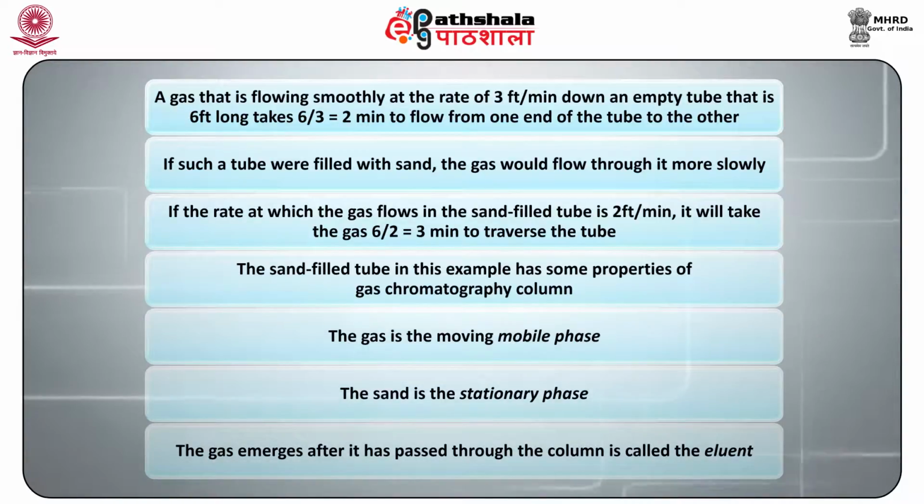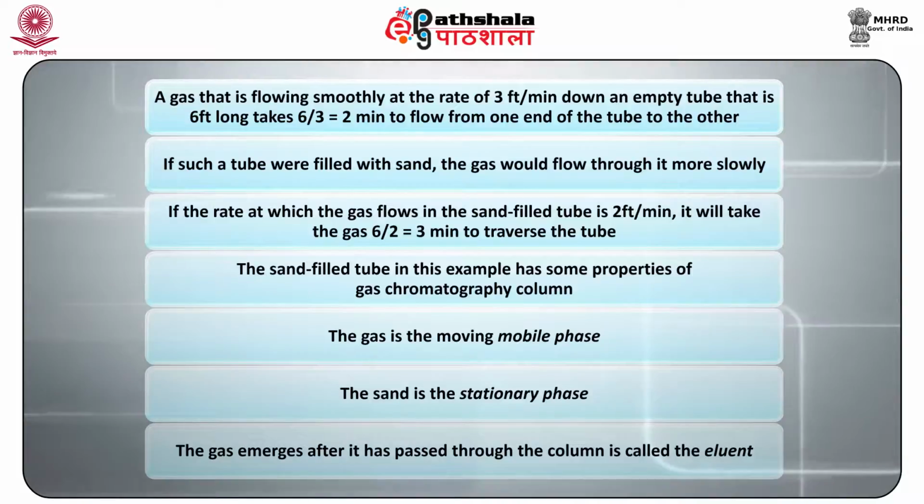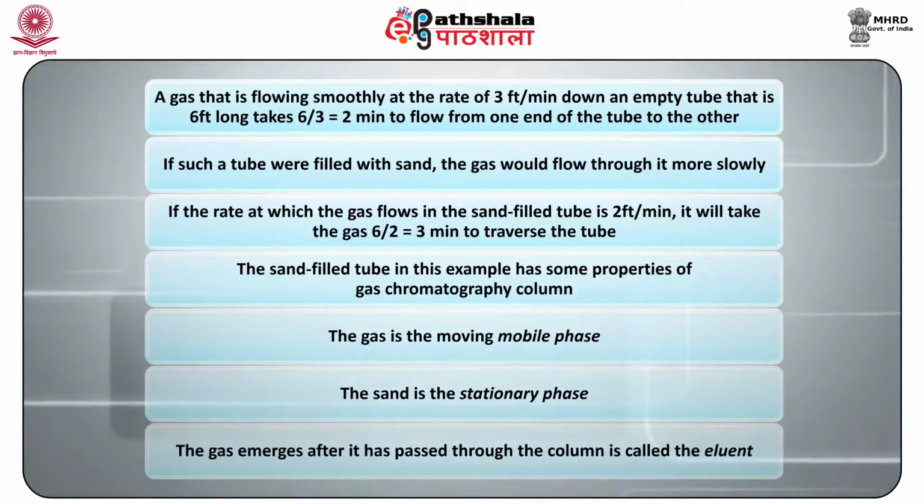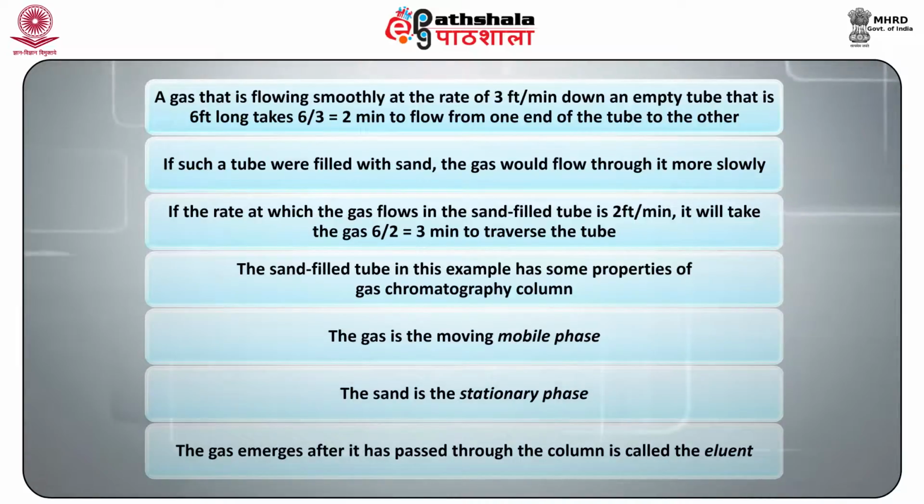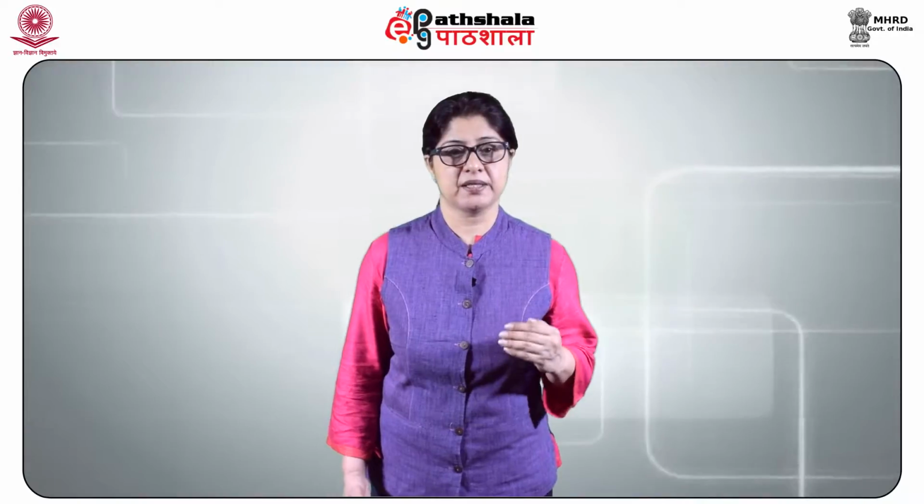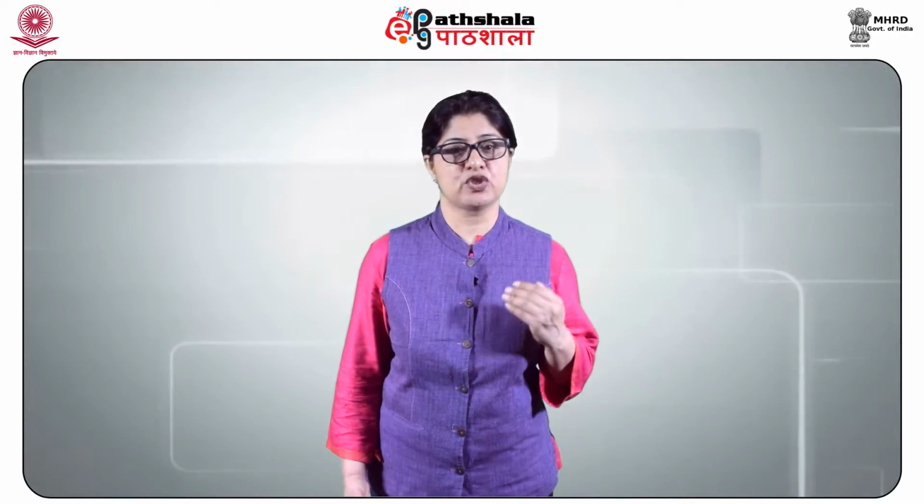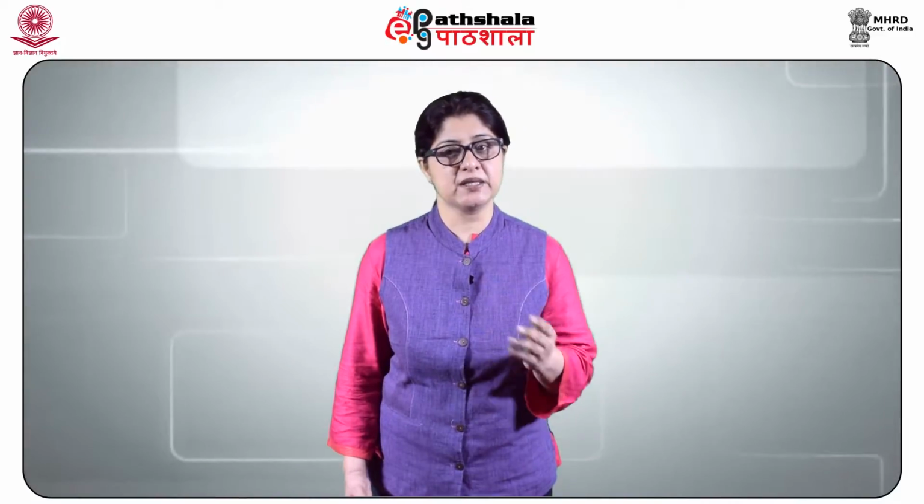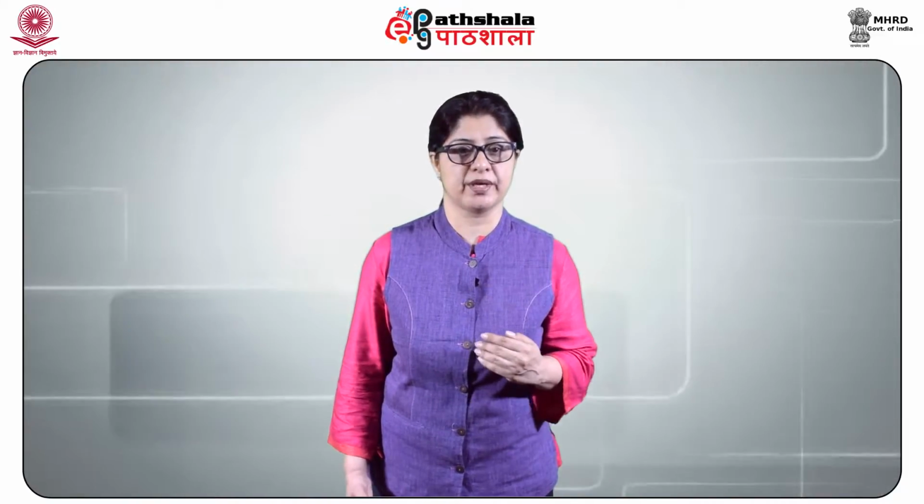The sand filled tube in this example has some properties of a gas chromatography column. The gas is the mobile phase and the sand is the stationary phase. The gas that emerges after it has passed through the column is called the eluent. In practice, the mobile phase should be relatively insoluble in the stationary phase, otherwise the stationary phase becomes overloaded.